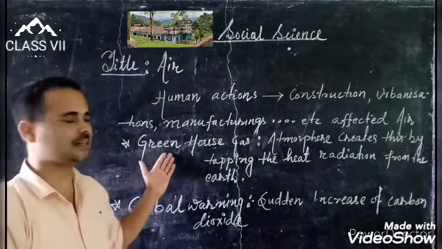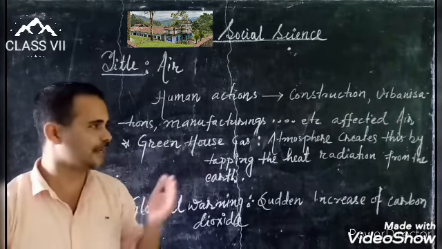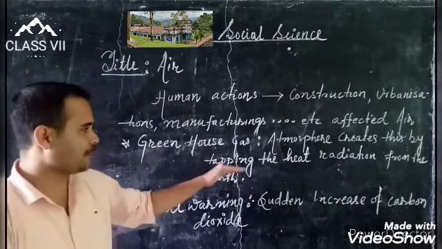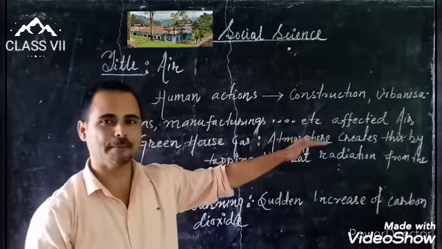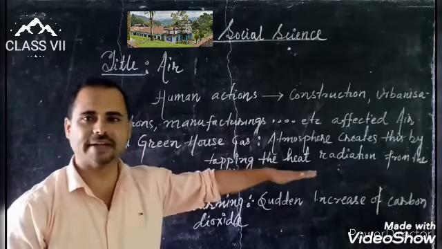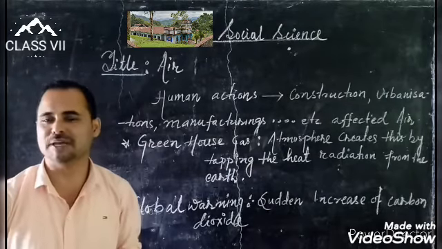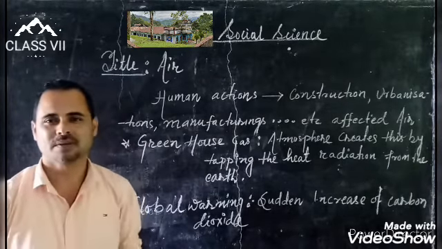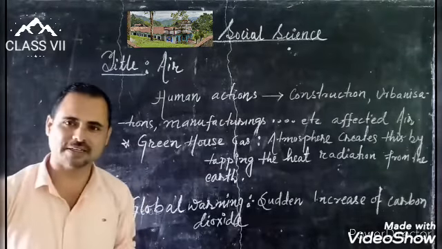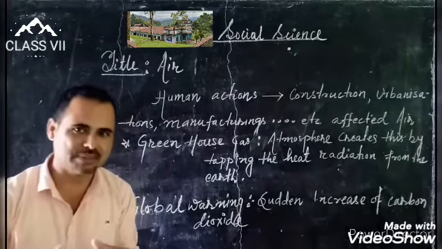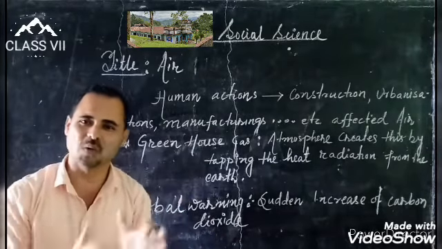You might have heard about the greenhouse effect. Now what is the greenhouse effect? The greenhouse effect is created in the atmosphere by trapping the heat radiations from the earth. Because of this, the earth has become a unique planet and it helps all forms of living creatures survive. If the greenhouse effect had not taken place on the earth, then the earth would always have remained cold.